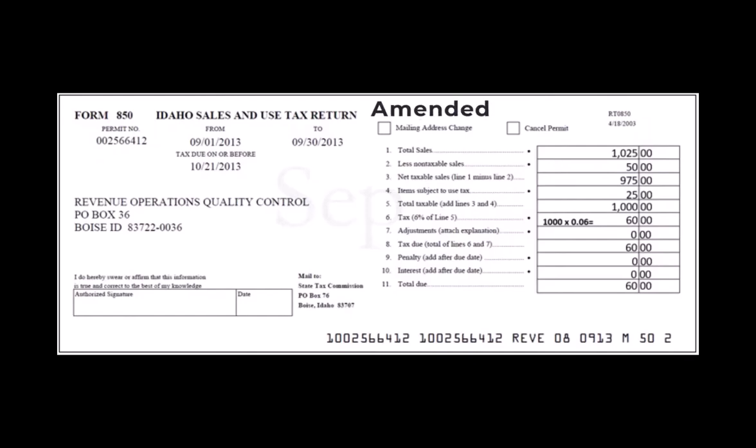From there, we want to write the word amended across the top. We want to let the Tax Commission know we're making changes. After we write amended, we want to use a black pen and cross out all of our incorrect numbers that we want to change. And off to a blank space, we want to rework our form and put our new corrected numbers on our 850.